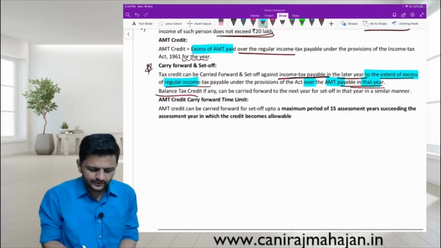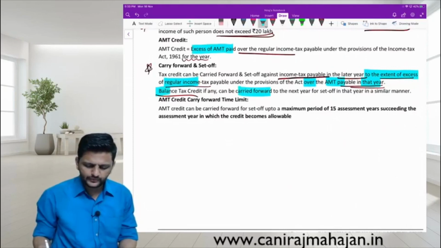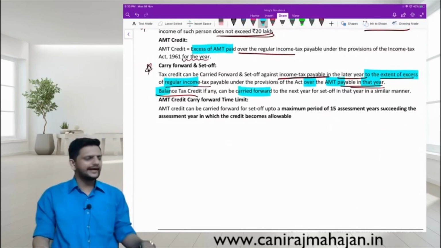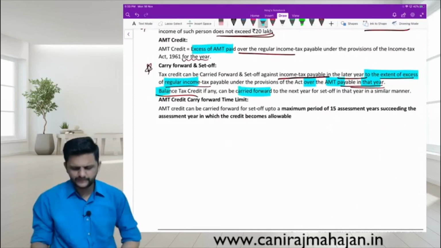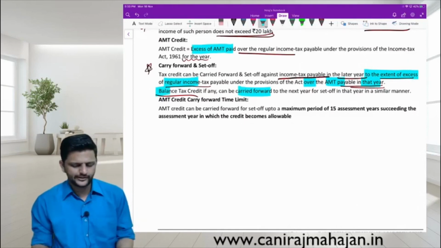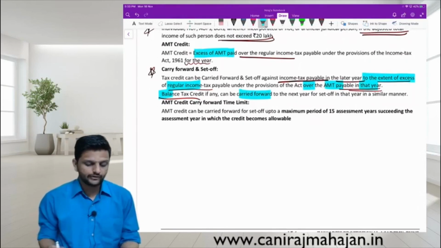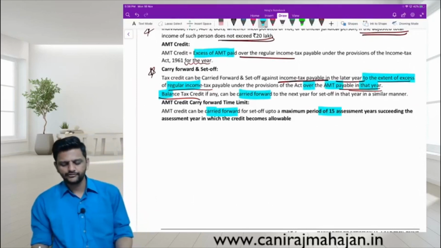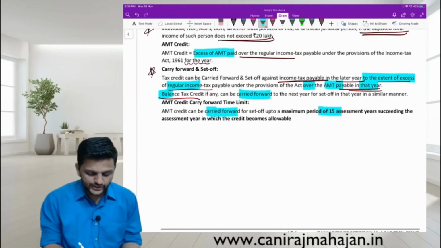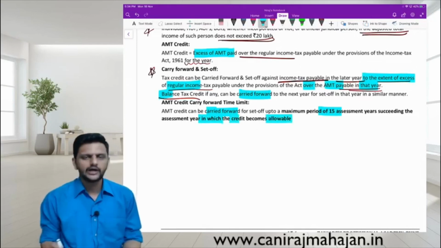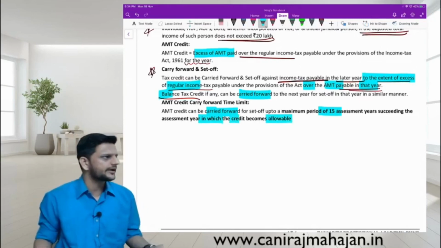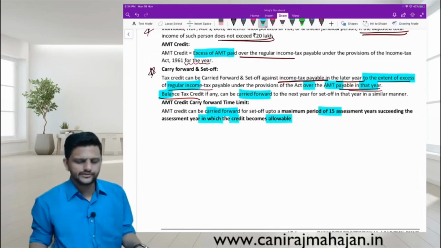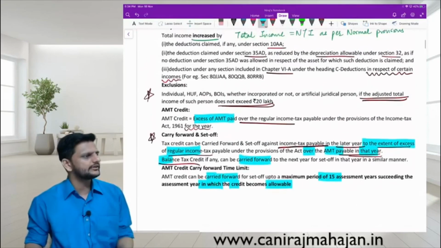Balance will again be carried forward to the next year and set off in that year in a similar manner. That means whenever it is eligible, you can set it off. And how much carry forward maximum? 15 years. For 15 AY succeeding the AY in which the credit becomes allowable, or in the year in which you have earned the credit. From there, now next 15 years you can carry it forward. After that it lapses.